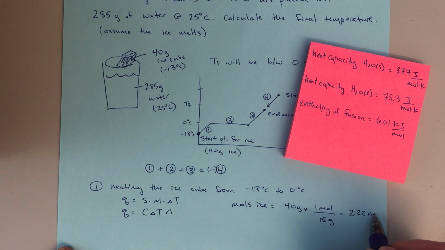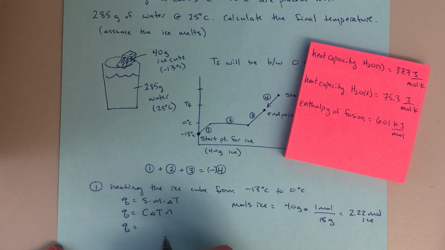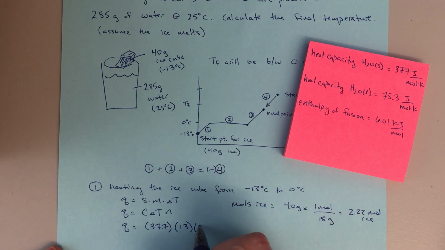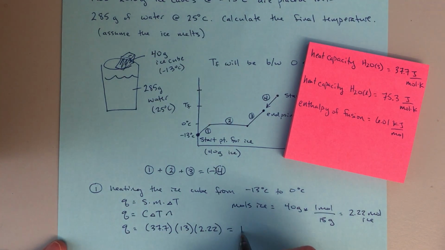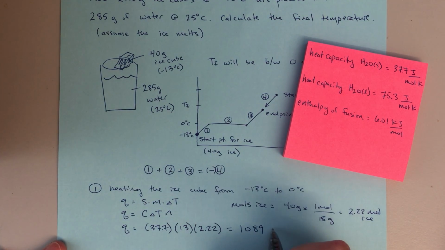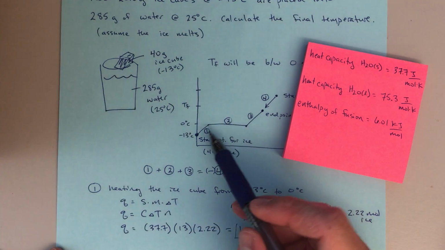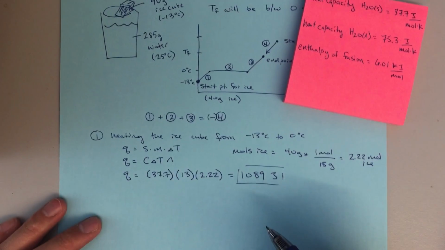gives me 2.22 moles of ice. Okay, so for the energy for step 1, that's going to be C value 37.7, my delta T 13, and then 2.22 moles. So that is going to equal 1089 joules of energy. Okay, that's step 1. So this is the amount of energy it's going to take the ice cube to go from minus 13 up to 0 degrees. At 0 degrees, it can start melting.